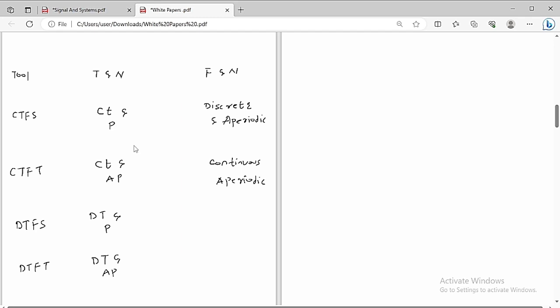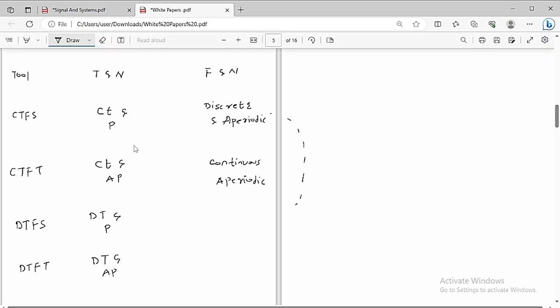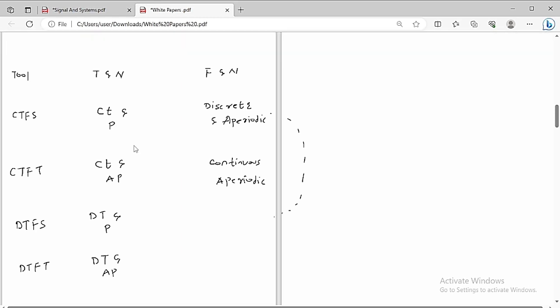Now in the frequency domain, let me explain what the meaning of this is. You know your concept, right? So just apply this concept here. What is the concept here? They are discrete and periodic. So here it will become discrete and periodic. That's it. Here it will be continuous and aperiodic, so it will become continuous and periodic. That's it. There is no extra thing. It is the only thing you have to keep in mind.